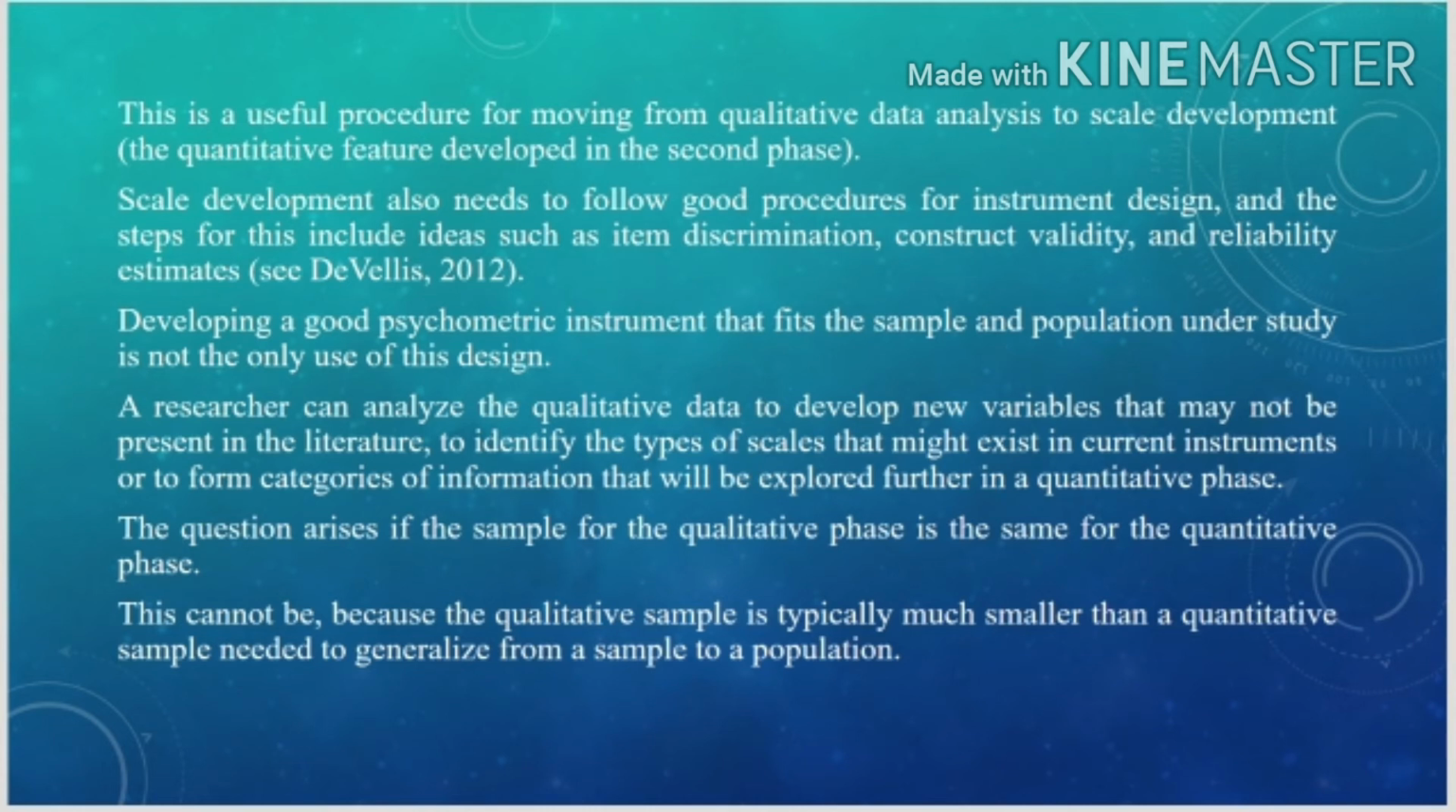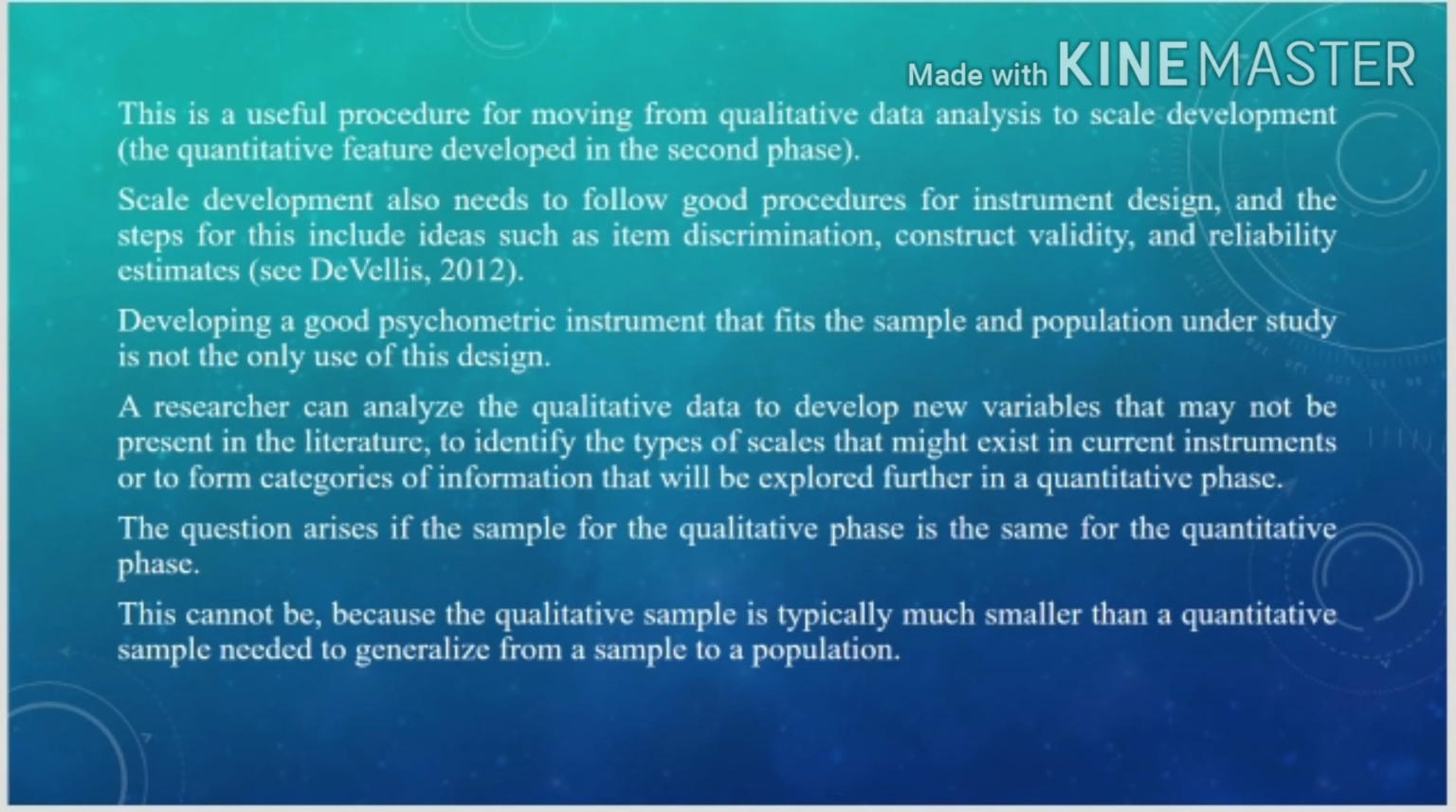Developing a good psychometric instrument that fits the sample and population under study is not the only use of this design. A researcher can analyze the qualitative data to develop new variables that may not be present in the literature, to identify the types of scales that might exist in current instruments, or to form categories of information that will be explored further in a quantitative phase.